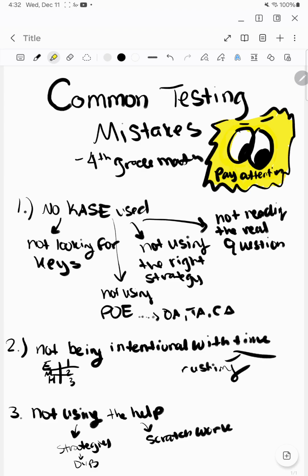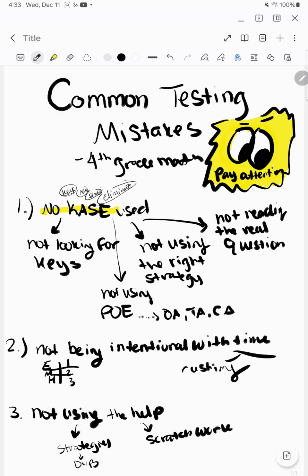Now, I want to highlight the first thing, which is not using the CASE strategy. And the CASE strategy specifically talks about 4 things. It talks about using the keywords and really just the keys to the problem. Know what the question is actually asking you. Know what strategy to use. And then you need to know what answers, or things, you need to eliminate.